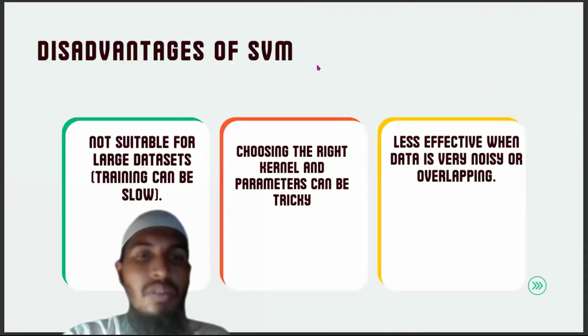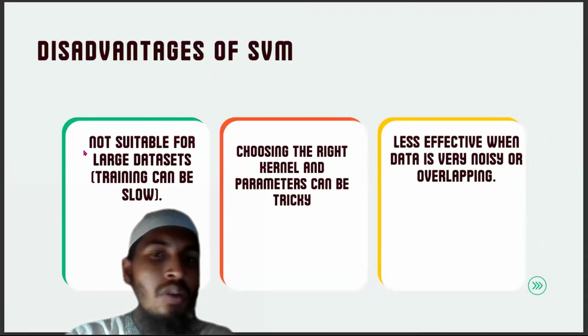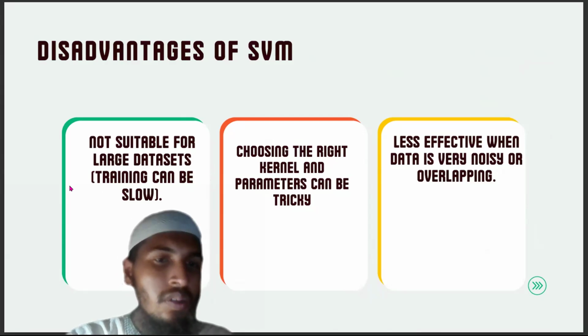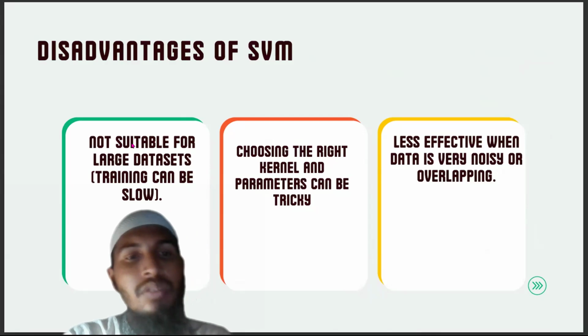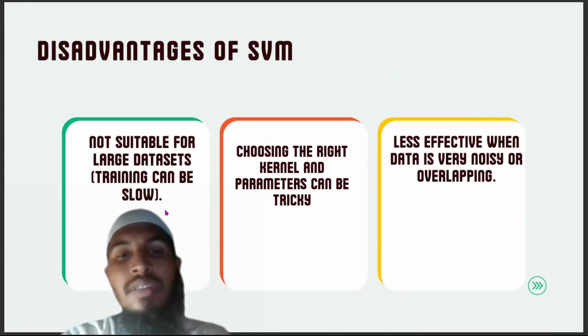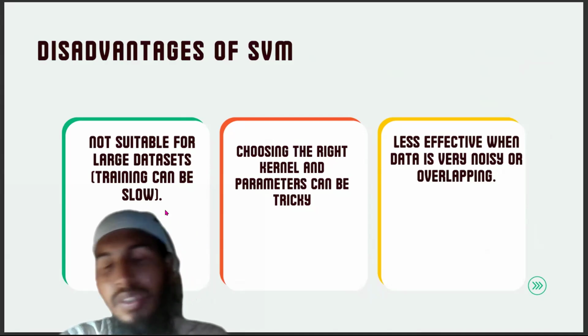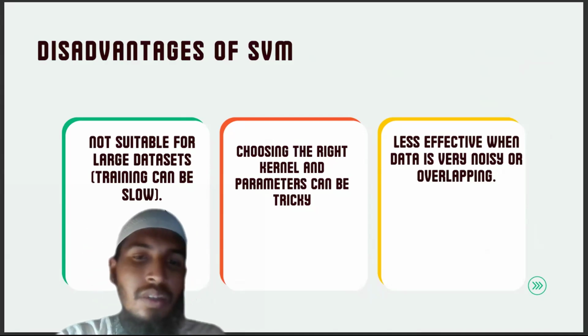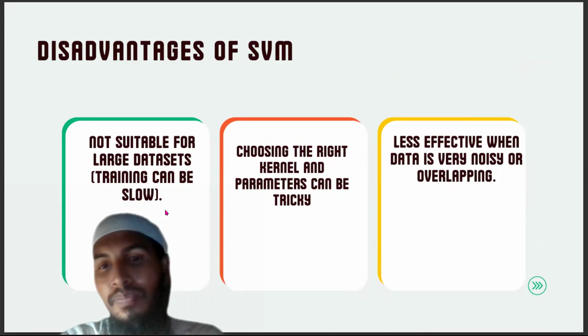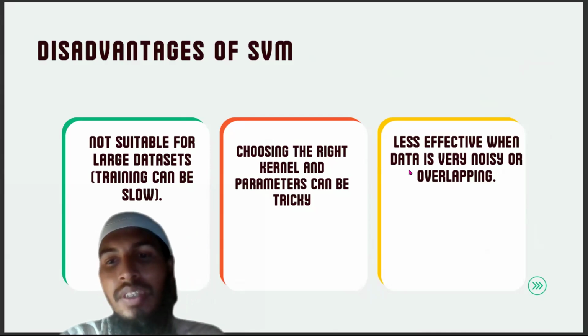Then disadvantages of support vector machine. Not suitable for large data sets. Training can be slow. Support vector machine is not suitable for large data sets. Choosing the right kernel and parameters can be tricky. It is difficult to choose the right kernel. Then it is less effective when data is very noisy or overlapping.